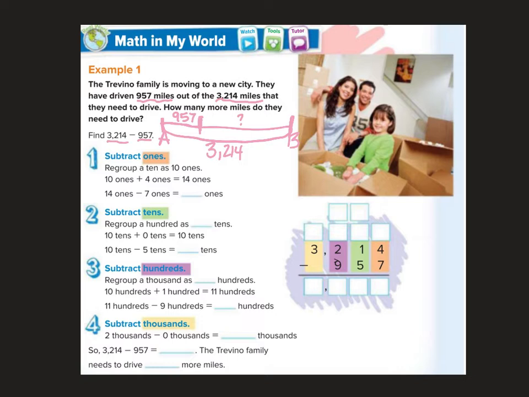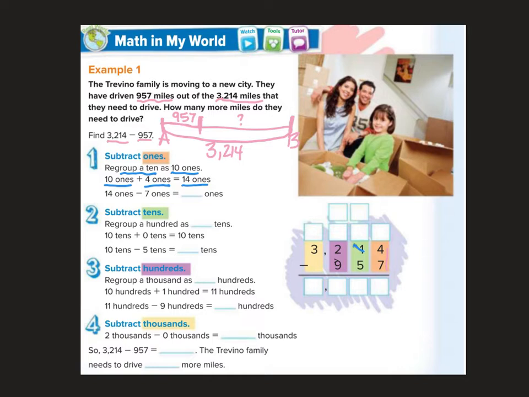Notice when I try to subtract 4 minus 7, I can't do it. If I have 4 apples, can I give someone 7? No, because I don't have it. So I need to go next door and get 10 more. I'm going to regroup a 10 as 10 ones. 10 ones plus 4 ones equals 14 ones. So I'm going to go next door.